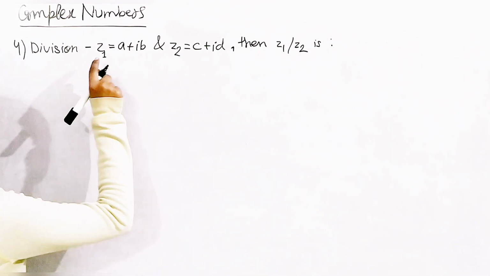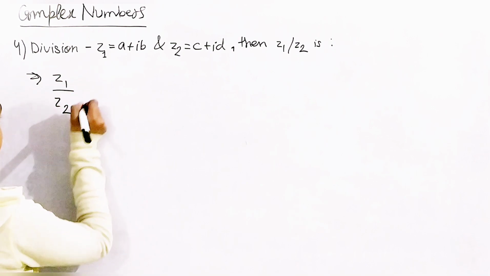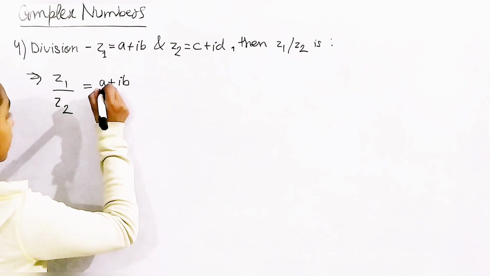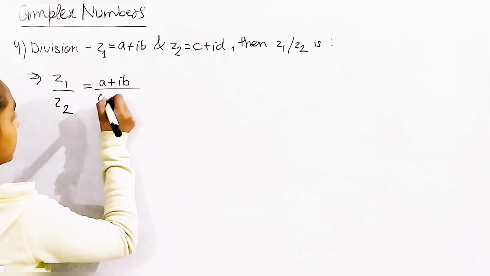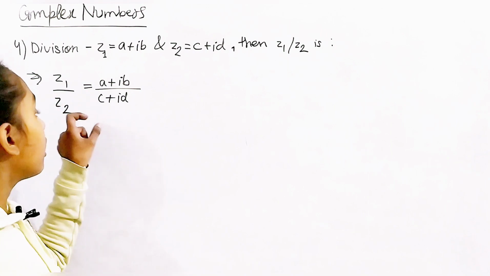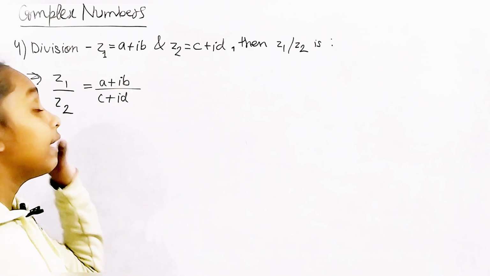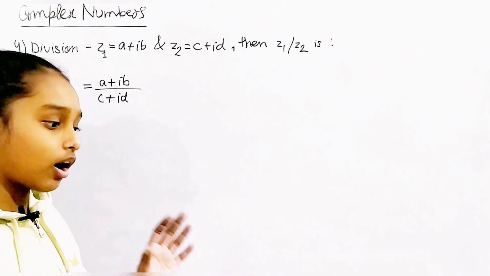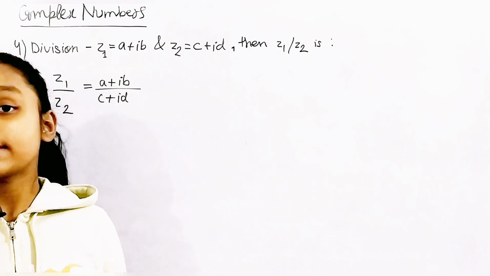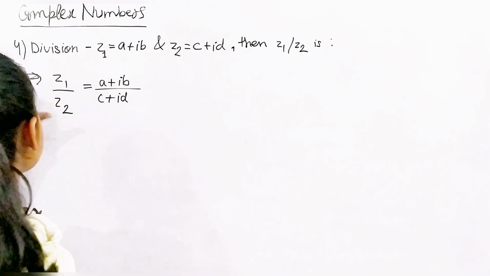So it's z1 by z2. What's our z1? It's a plus iota b upon, what's our z2? c plus iota d. One thing we can see is that we shouldn't have an irrational denominator, right? That's all about rationalization. So we'll be using rationalization here, and let's see how we'll be able to find it.